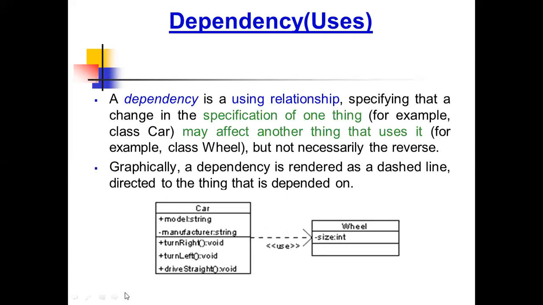Here you can see the example of Car and Wheel. Car is dependent on Wheel. This is the uses relationship or dependency. That means if there are any changes in this class, it will affect this one. See the example for dependency relationships. Car is a class and Wheel is another class. See the representation of the dependency relationship: a dotted directed arrow with the use stereotype.